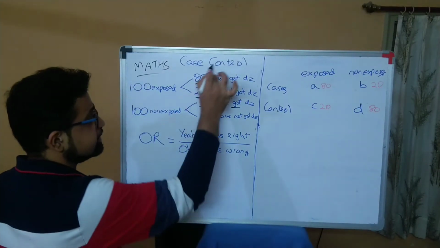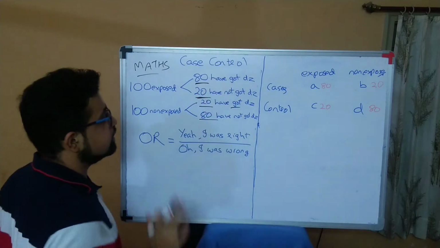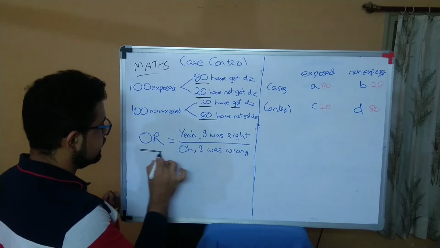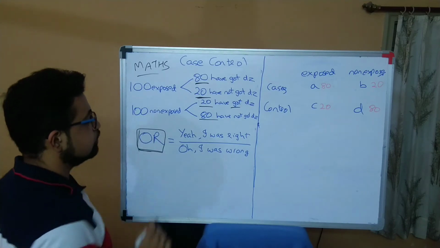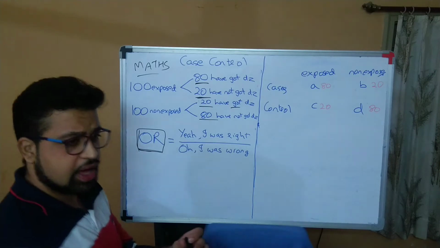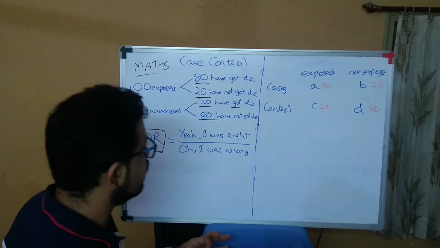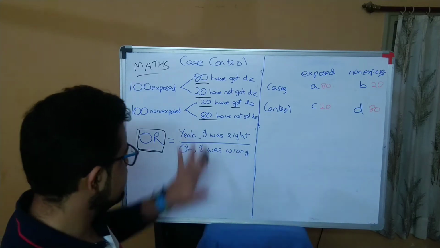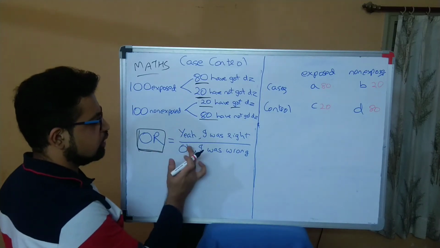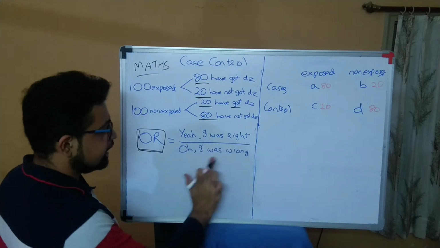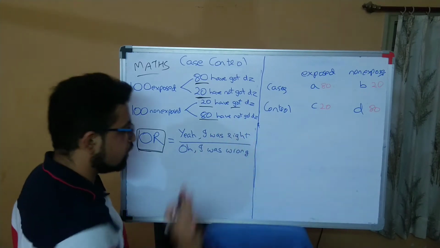So now in case control, mark these words. In case control, what do you do? To get the exact crux, we calculate the odds ratio. Odds ratio, as the name suggests, what are the odds? Right? So forget about those formulas. Imagine the odds ratio is the ratio of all those conditions where you were right, divided by all those conditions where you are wrong.